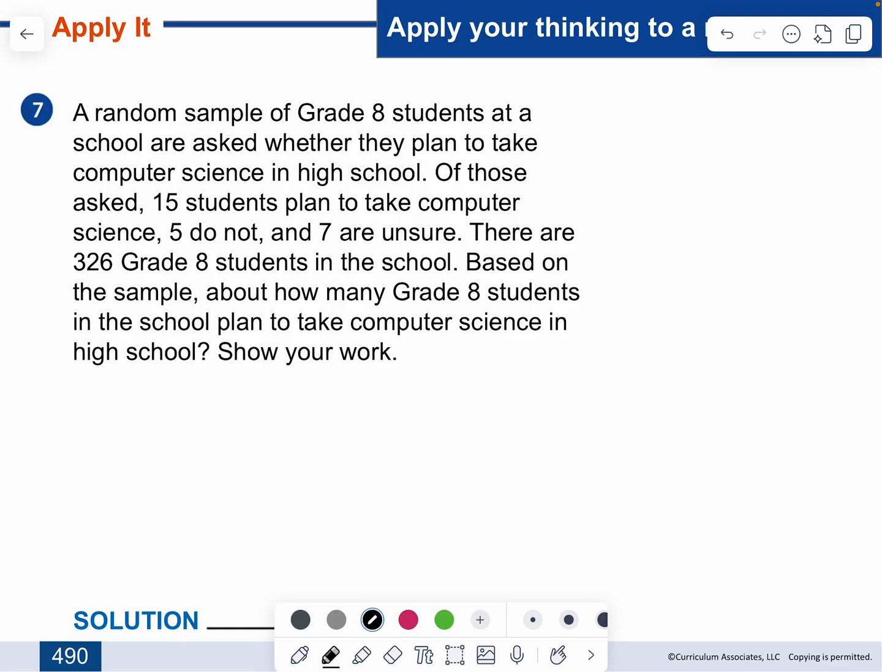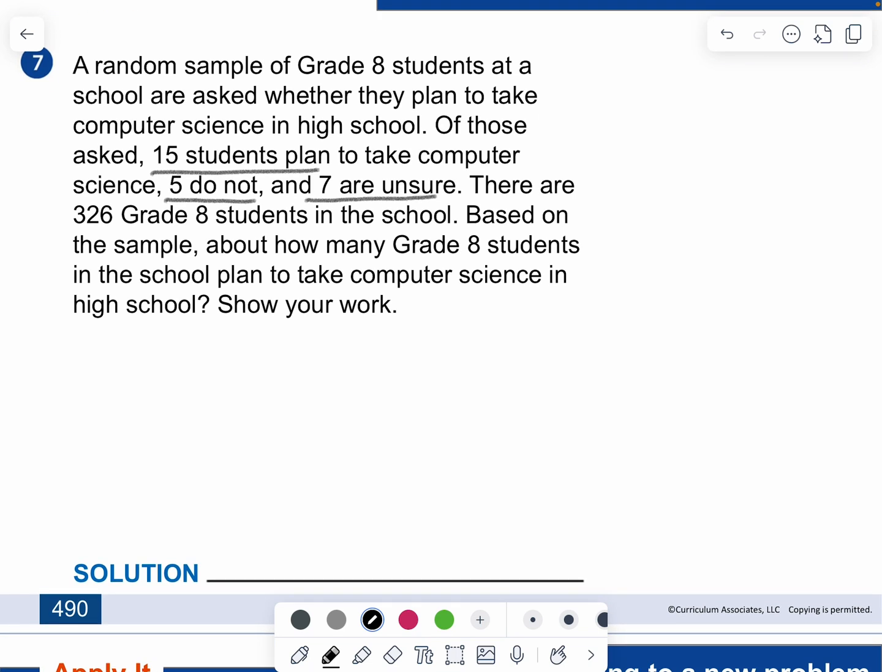Based on the sample, about how many grade 8 students in the school plan to take computer science in high school? How many students did they survey? 15 plus 5 plus 7. So how many were in the sample? 27. Do you agree with that? So if we think 15 out of 27 plan to take computer science, if our population is 326, how many of those do you think plan to take computer science?